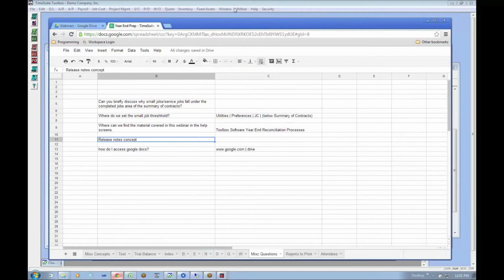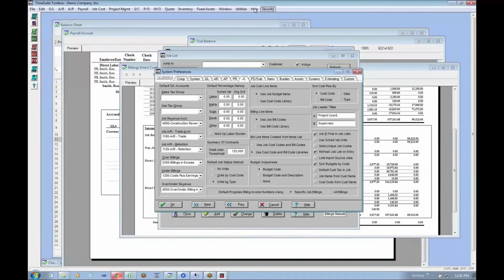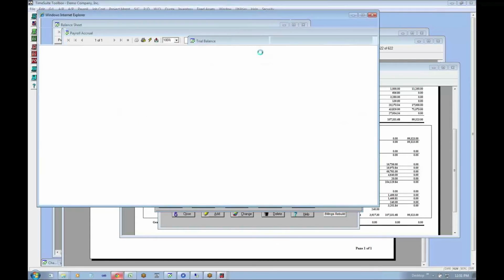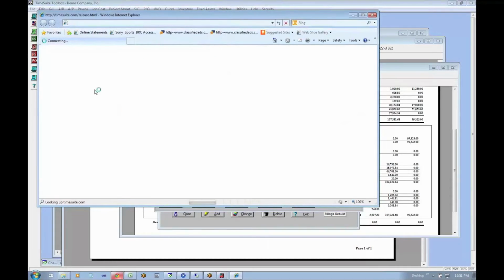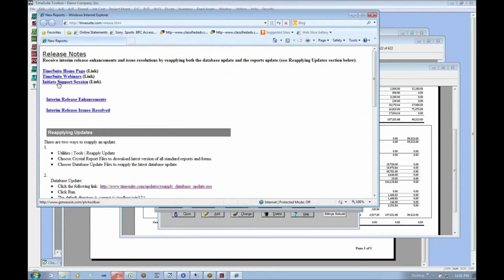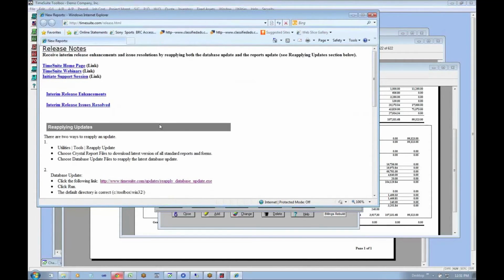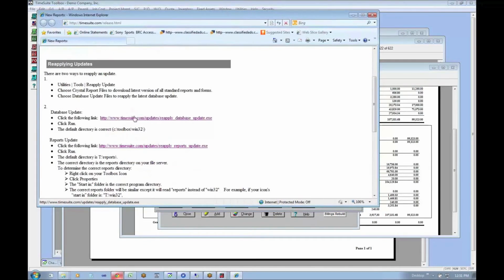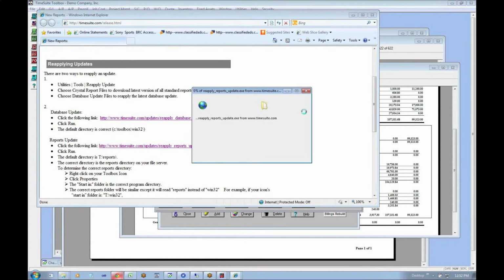Let's talk about the release notes concept. If we click help and release notes, we're a little bit behind on filling in some of this data on our release notes. We'll probably try to catch that up. More importantly, we have reapply updates. This is where you can do a database update. Just follow the instructions here. And you can do a reports update.